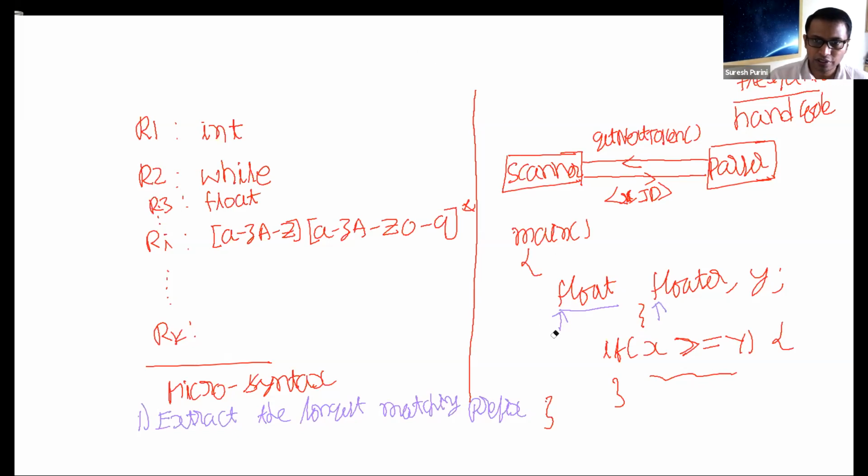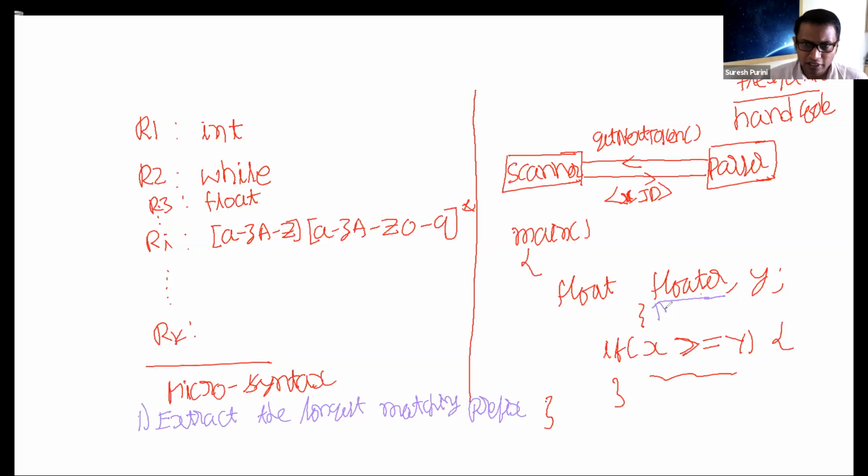Similarly, let's say the next input pointer is here. If the parser asks the scanner, could you please give me the next token, the scanner keeps going forward and doesn't stop at float, because even after going till floater, there is a regular expression which describes floater. What is that regular expression? That is identifier. So again the rule being applied is extract the longest matching token.